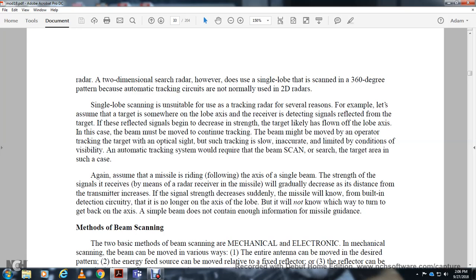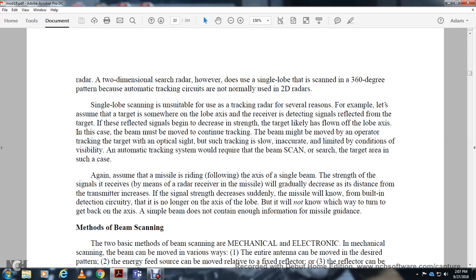Single lobe scanning is unsuitable for use in tracking radar for several reasons. For example, assume that the target is on the lobe axis, so the receiver detects the signal reflected from the target. If the reflected signal begins to weaken, the target is moving off the lobe axis. In this case, the beam must be moved to continue tracking. The beam might be moved by an operator tracking the target optically, but this is slow and inaccurate, and limited by the conditions of visibility. An automatic tracking system would require the beam to scan and search for the target in such a case.